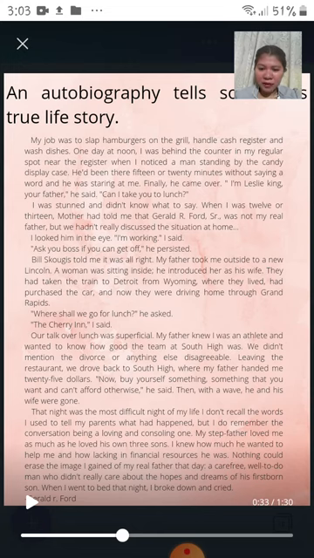My stepfather loved me as much as he loved his 3 sons. I knew how much he wanted to help me and how lacking in financial resources he was. Nothing could erase the image I gained of my real father that day. A carefree, well-to-do man who didn't really care about the hopes and dreams of his firstborn son. When I went to bed that night, I broke down and cried.